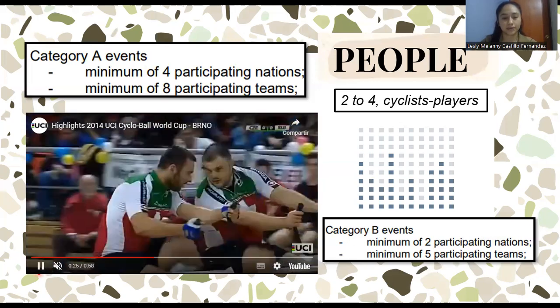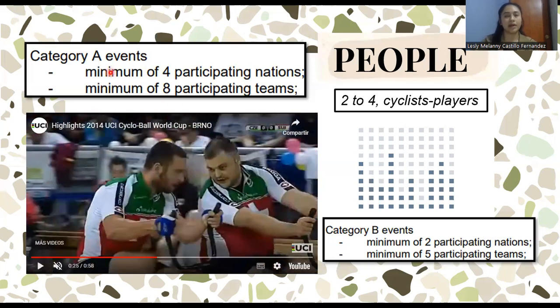Okay, so about the general participation, we have to be specific about the category. We have, for example, category A and B events, and they say that it needs a minimum of 4 participating nations and a minimum of 8 participating teams in a category A event, and the same with a category B event.